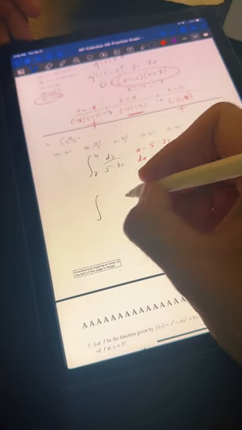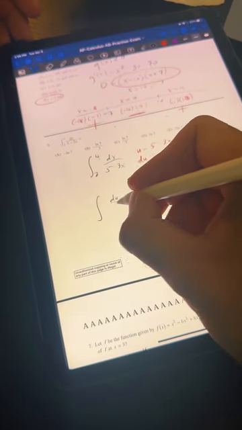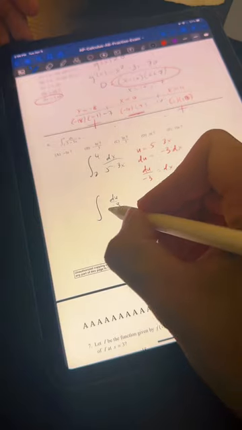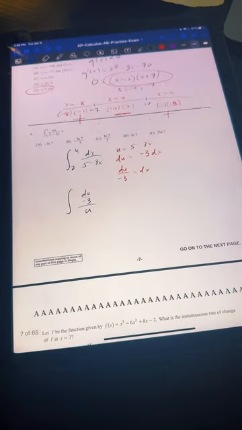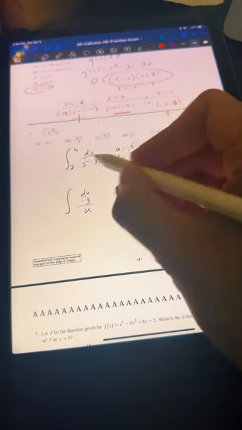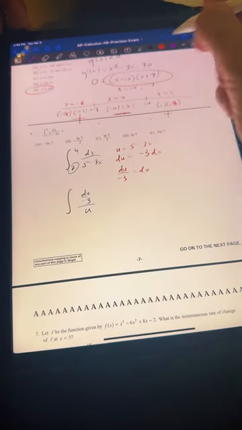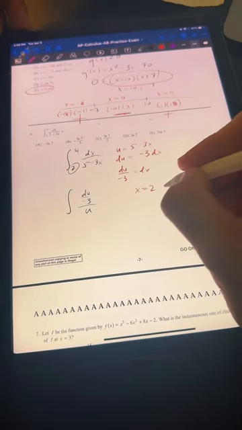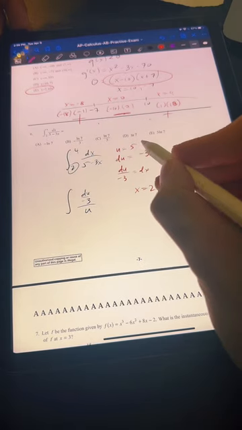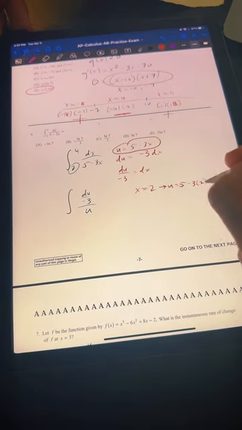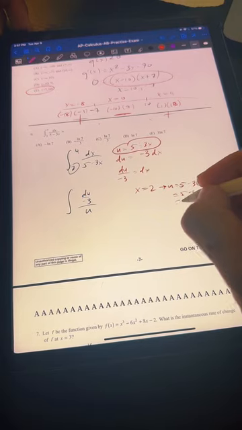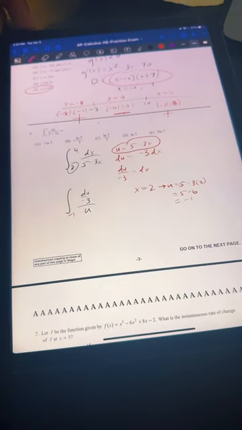And so now I'm going to plug this in. I now have du over negative 3, that's what our dx was, over u. And now let's change our parameters, kind of like we did in, I believe it was, number 2. When the lower parameter was equal to 2, that means that when x is equal to 2, then u is equal to, use this formula here, 5 minus 3 times 2, so 5 minus 6, negative 1. So we have negative 1.